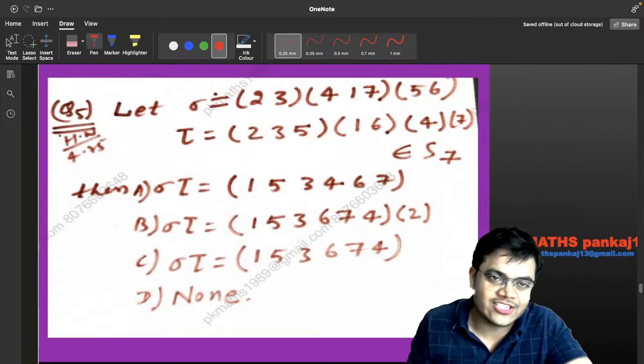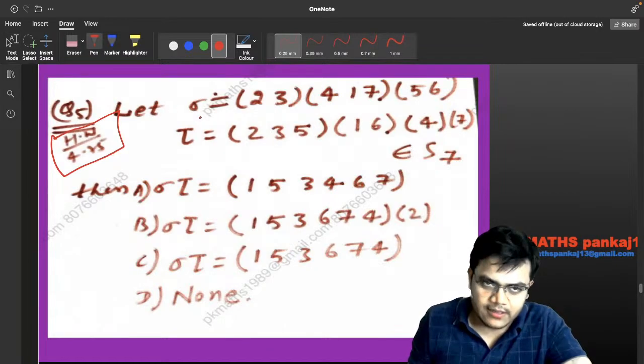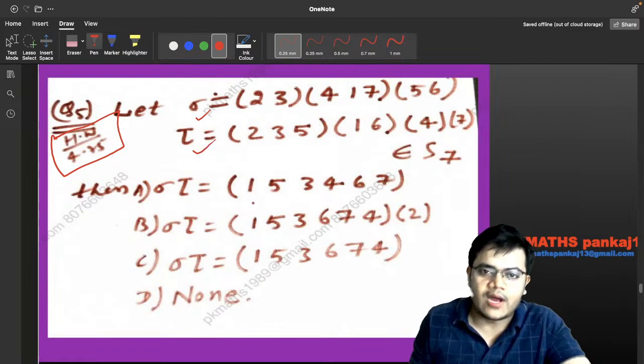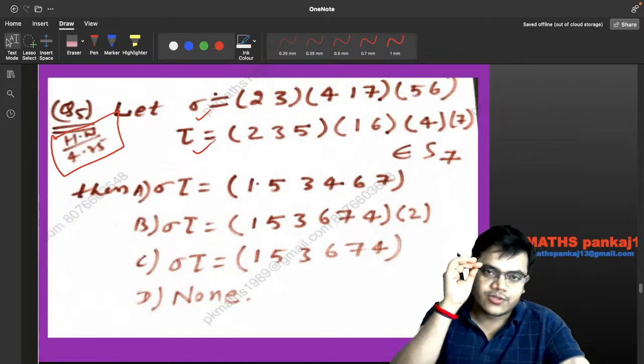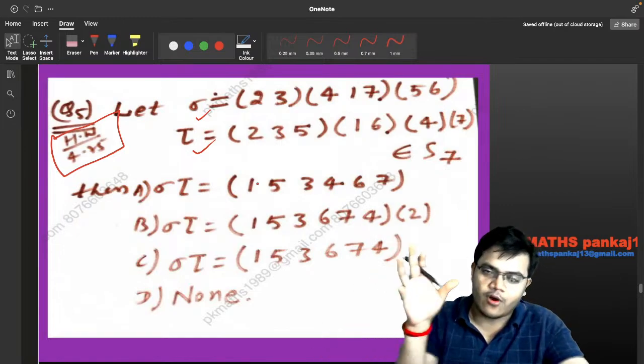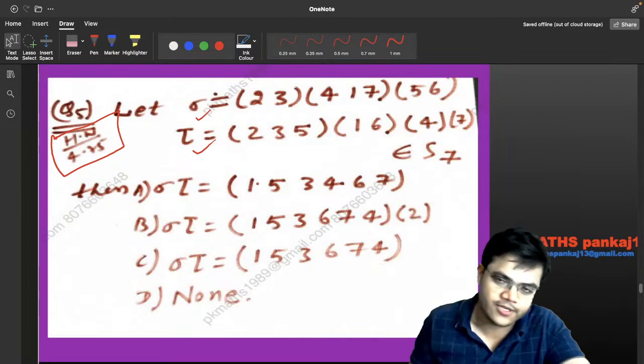Okay, and this is a HW question. Okay, so this is sigma, this is tau, and then you have to say about the product. You know it already. So certainly you should write this question, and from this question only we are going to start the session tomorrow at 8:30 p.m.